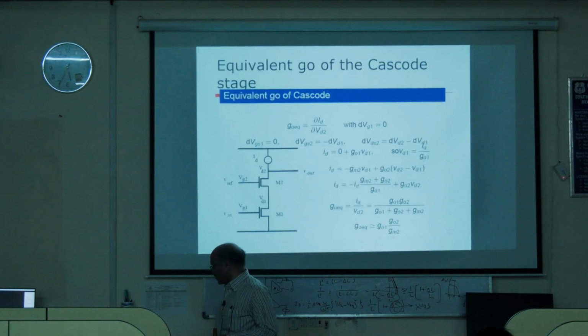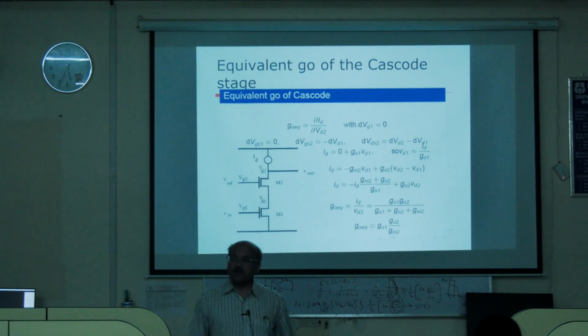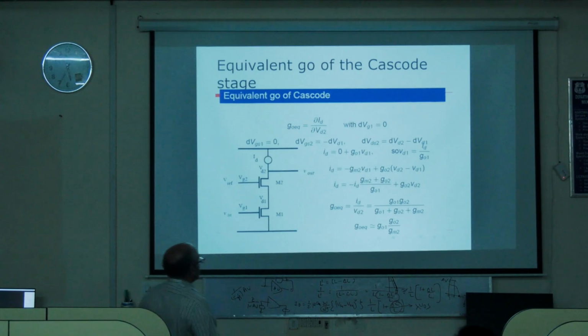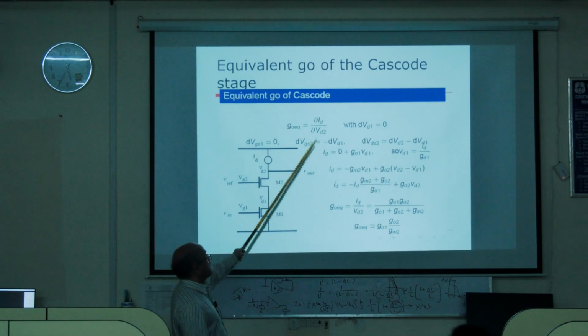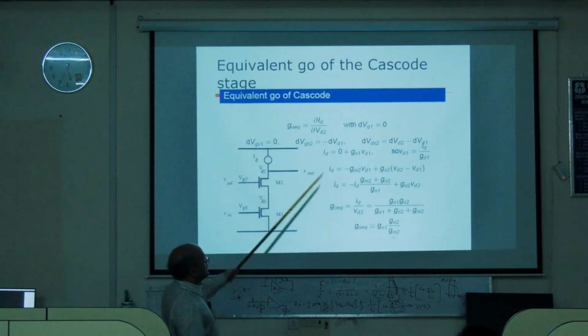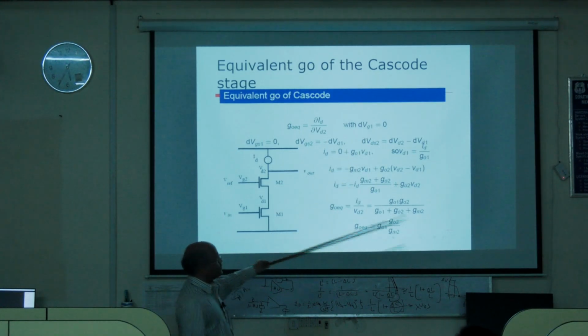So now we have calculated the equivalent transconductance. You want to calculate the equivalent G0, right? How do you calculate the equivalent G0? G0 equivalent is equal to dou ID by dou VD2, right? With dVG1 equal to 0.